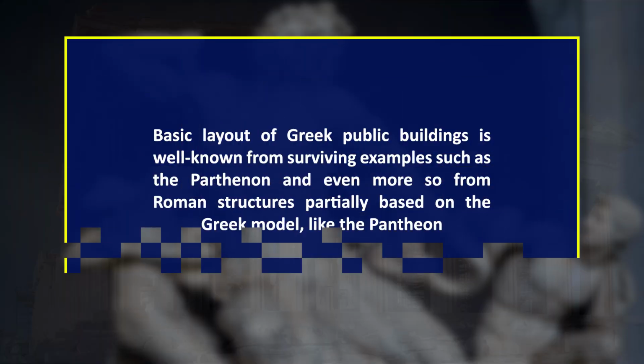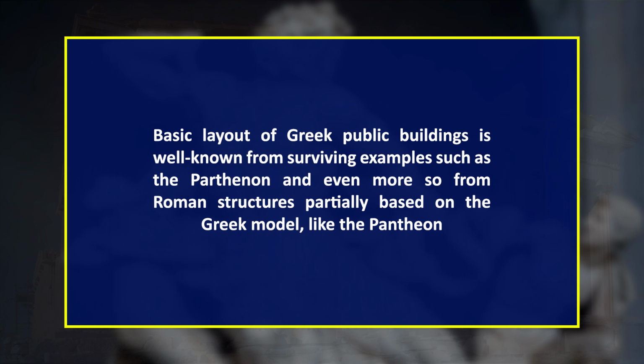This indicates a strong preference for temples, the only structures that have survived in significant numbers. The basic layout of Greek public buildings is well known from surviving examples such as the Parthenon and even more so from the Roman structures partially based on the Greek model like the Pantheon. The structure was typically a cube or a rectangle made from massive blocks of the abundant limestone in Greece that had been cut and dressed.